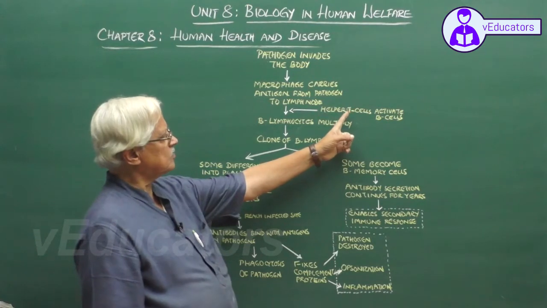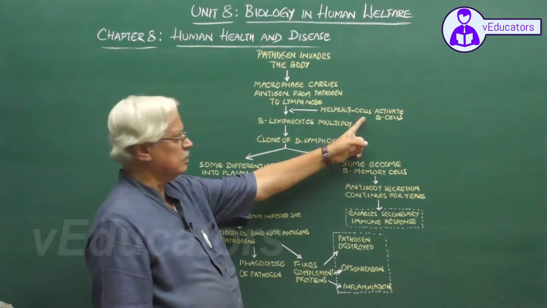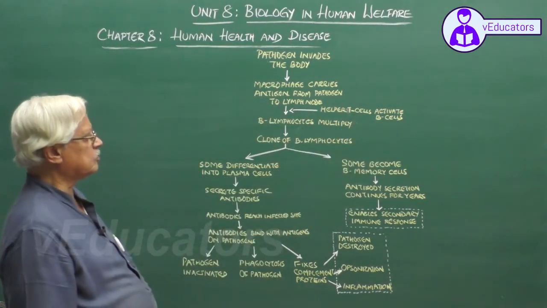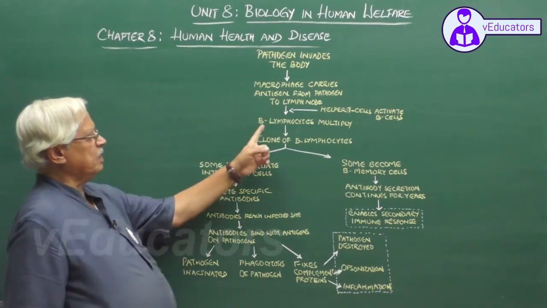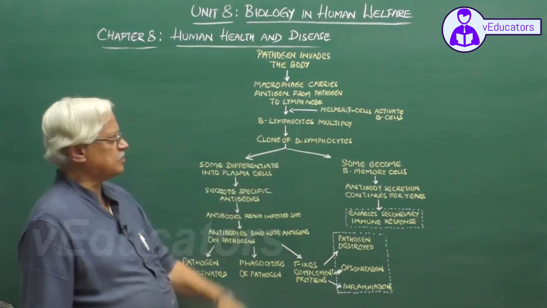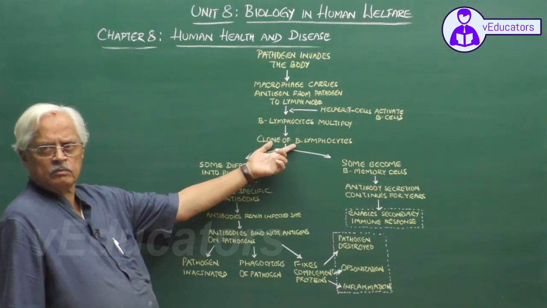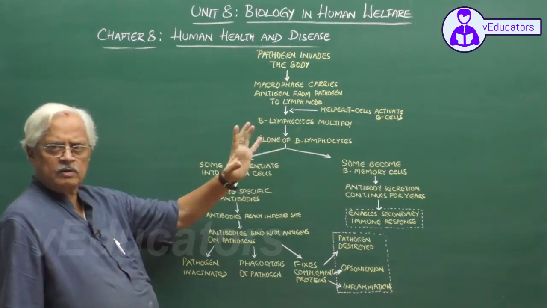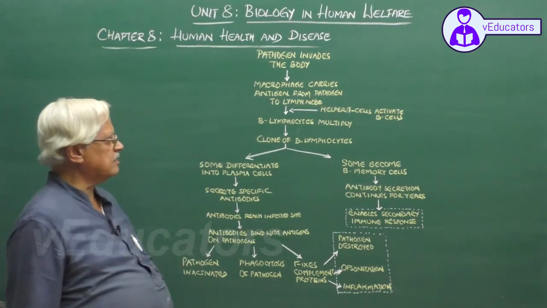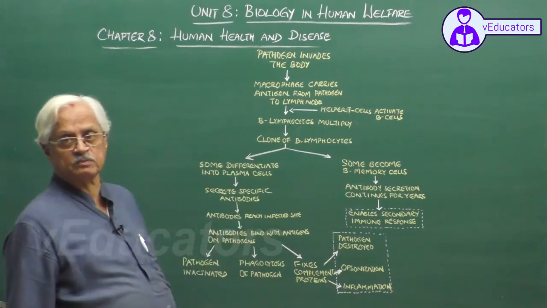In the meantime, some of the lymphocytes called helper T cells activate the B lymphocytes. Activated B lymphocytes multiply by mitosis. So you get a very large number of B lymphocytes, all similar, arising from the same parental cells. So they are called a clone of B lymphocytes.